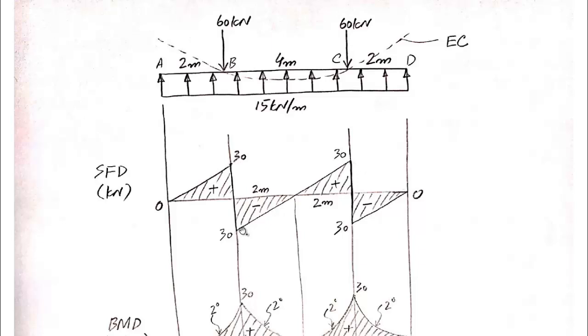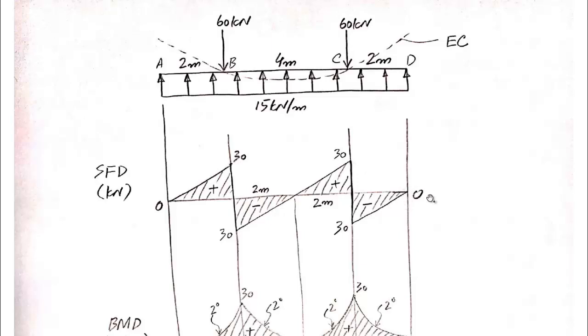Then for portion BC, one value is negative 30. At point C, the value is positive 30, and the equation is first degree, so we will join these 2 points with a straight line. And then the value of shear for point C from the portion CD side is minus 30, and the value of shear at point D is 0. So we will join these 2 points together, and this is a straight line because the equation of shear for portion CD is a first degree equation.